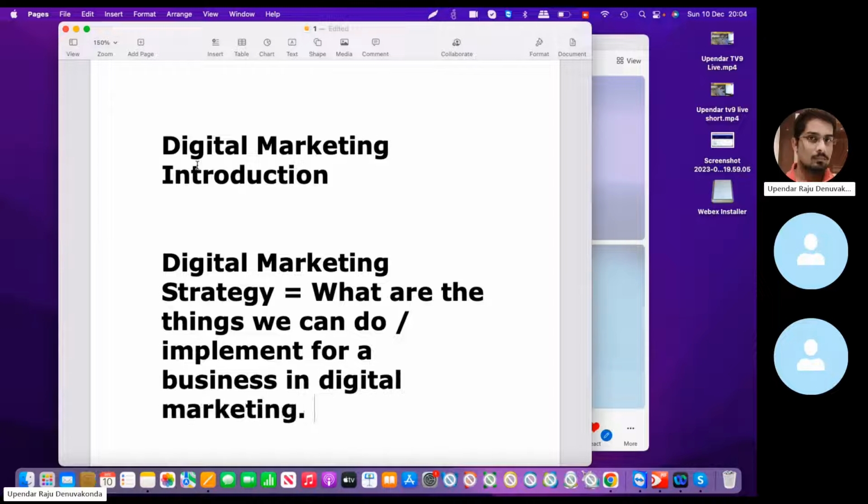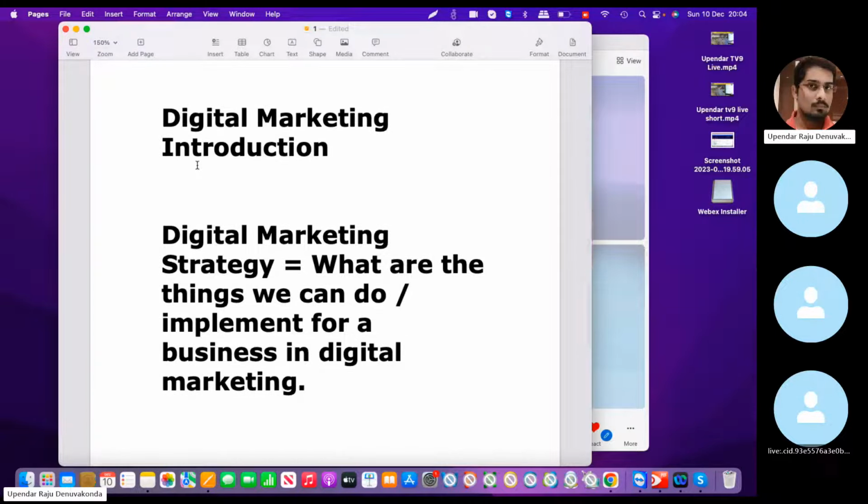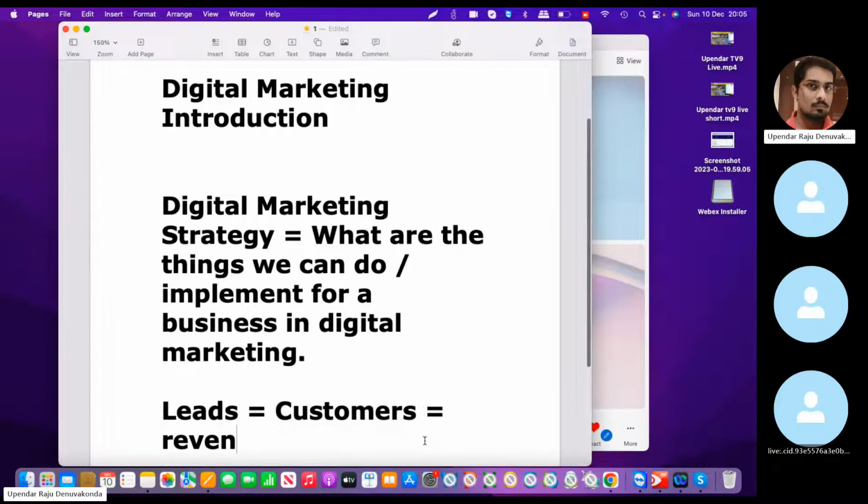In digital marketing, what exactly do we implement for a business so that the business can be marketed well and get customers? Before customers, a business gets leads, and from the leads we generate customers, and from the customers we get revenue and profit. This is the most important thing to remember: what we can do in digital marketing so that the business starts reaching more people on the internet. The business, its services or its products can reach more people, people can start responding to the services offered, customers can respond to the products the business sells, and the business can start getting revenue and profit.